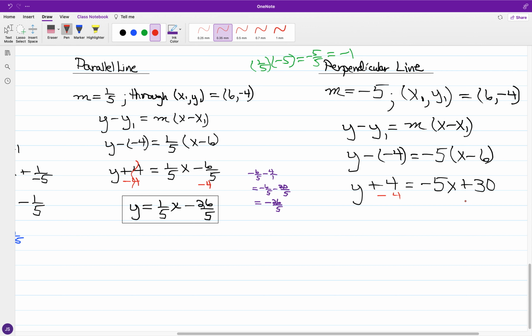And getting the y by itself, upon deducting 4 on both sides, we're going to have that y is equal to negative 5x plus 26.